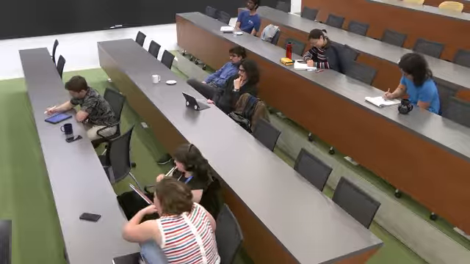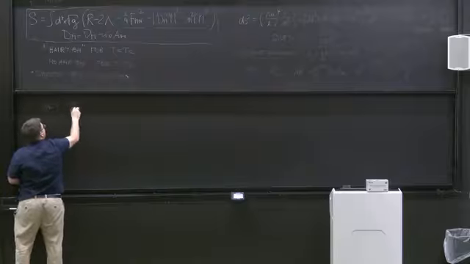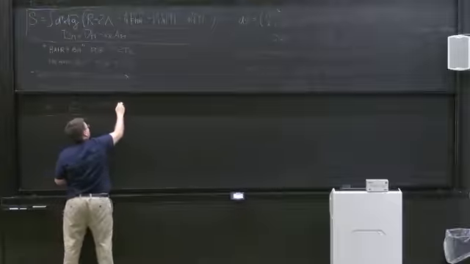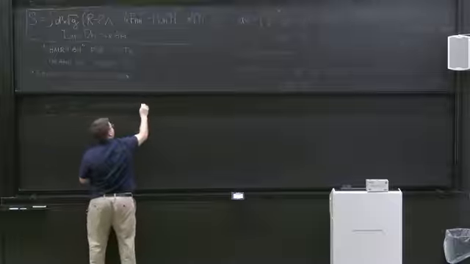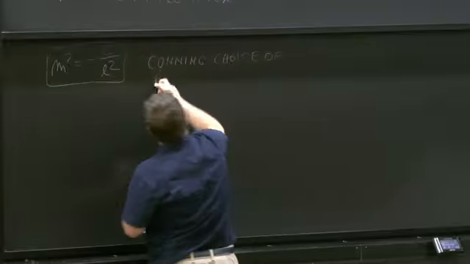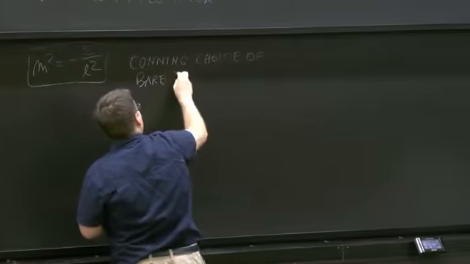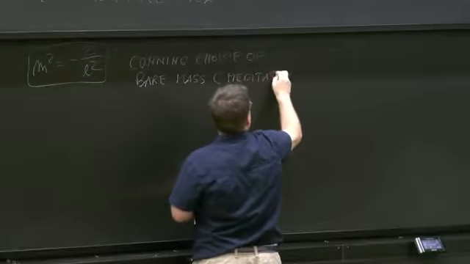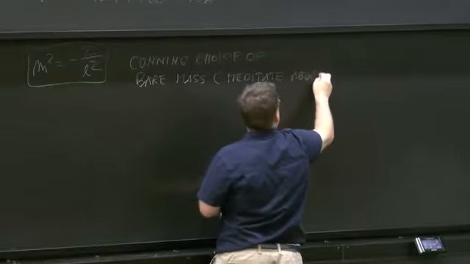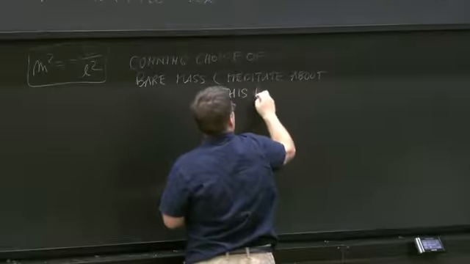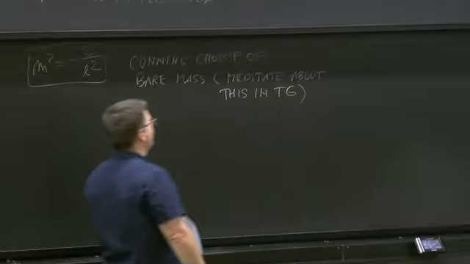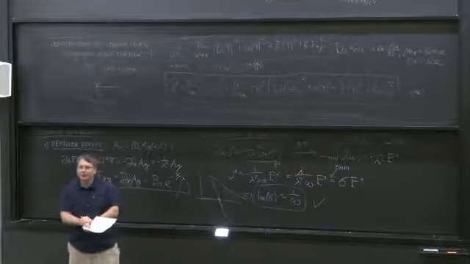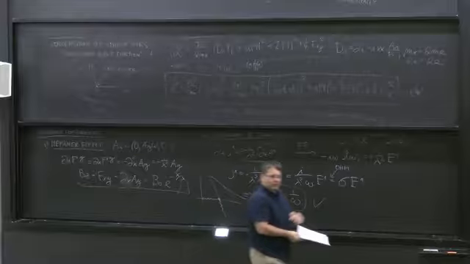Now you will stone me to death. m squared is minus 2 over L squared. That's a cunning choice of bare mass. And you will meditate about this in tutorial 6 on Friday. You will basically derive why this choice of the mass is the right choice you should be considering here. So now, why will you stone me to death?